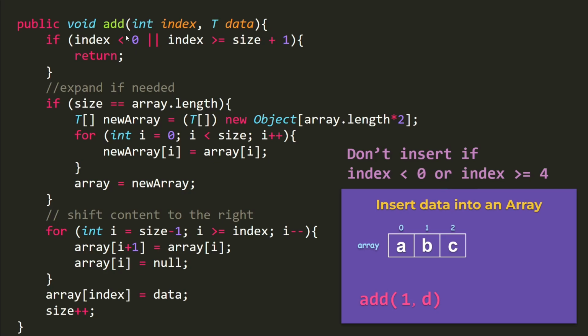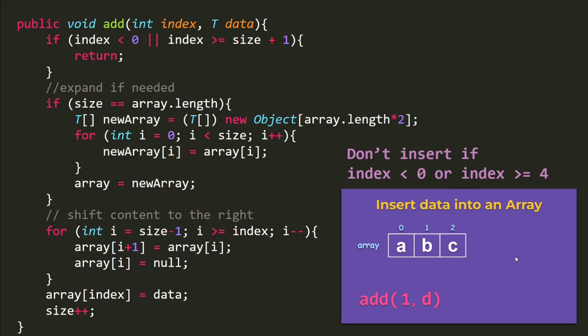Let's look at the add method that has 2 arguments, so data and index. For example, we want to add the letter D at index 1. It will add D into this index right here. So what does this if statement do? This if statement basically says don't insert if the index is smaller than 0 or if the index is greater than or equal to 4, because these will give us index out of bounds. But how about index 3? What if we try to insert at index 3? Well, that's okay. That just means we want to add into the end of the list.